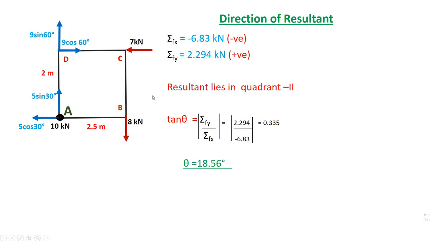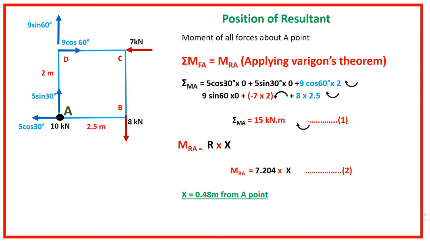Now what is remaining? Remaining is the position of the resultant. Let us determine the position of the resultant. For the same, we have to apply Varignon's theorem. What about the equation of Varignon's theorem? The algebraic sum of moments of all forces about any point is equal to the moment of the resultant about the same point. Right, so let us start with sigma M about A, that is the moment of all forces about a point.